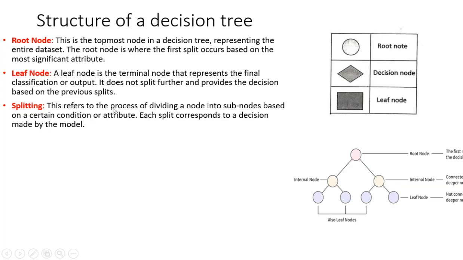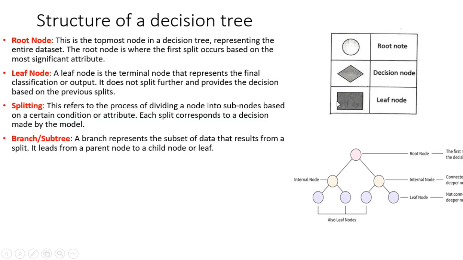Splitting. Now splitting is basically a process where we divide a node into subnodes. So this is a root node, and these you can also call subnodes or internal nodes. Splitting is a process where you branch out a node into further subnodes, and the branching or splitting will be done based upon a decision. The decision node can be represented through a diamond like this. In some diagrams, the leaf nodes are represented by rectangles. In some diagrams, they are also represented as circles.